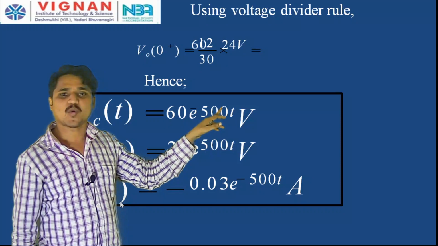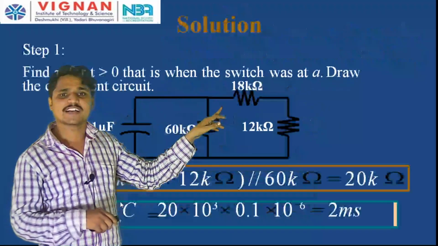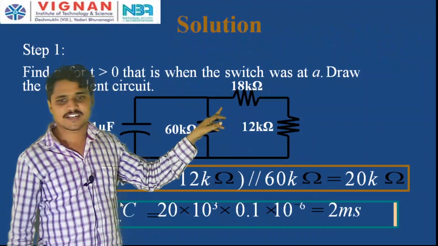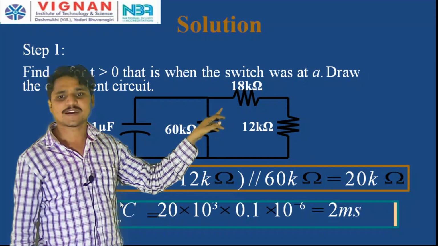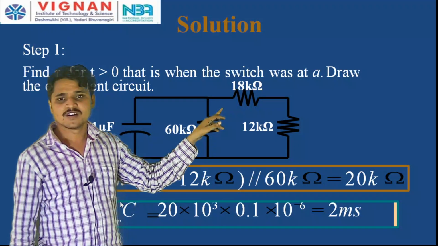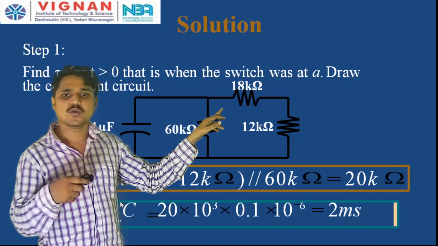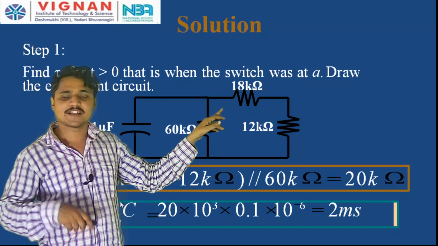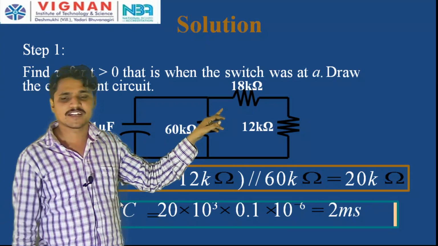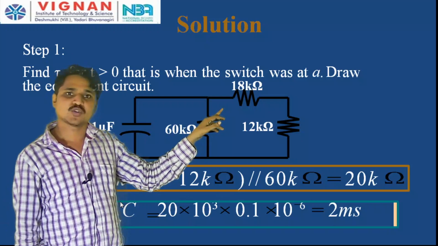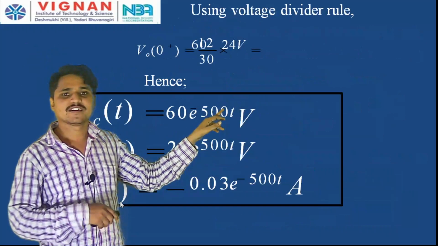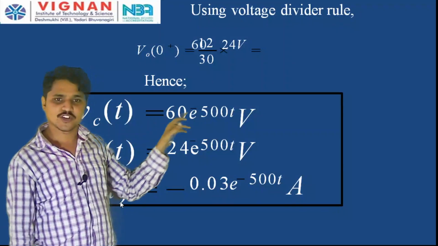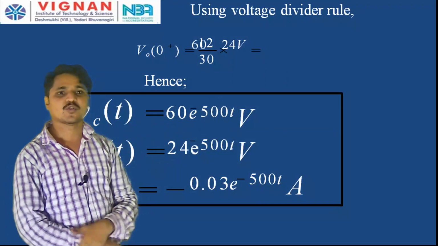t by tau. What is tau equal to here? We got tau equal to 2 milliseconds, that is 2 into 10 to the power of minus 3. So in t by tau, 10 to the power of minus 3 in the denominator, if you take it to the numerator, it is 10 to the power of 3, that is 1000. So 1000 by 2 is 500. Therefore, 60 into e to the power of minus 500t volts.